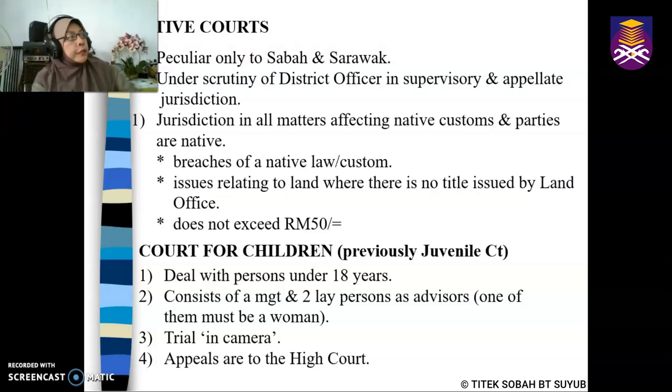And then we have the court for children. This is a court whereby it will only try children below 18 years old, and for criminal cases only. Why? Civil cases cannot be tried in this court because children below 18 years old cannot enter into a contract. Okay? So that's why there are no civil cases tried for a juvenile, for children.